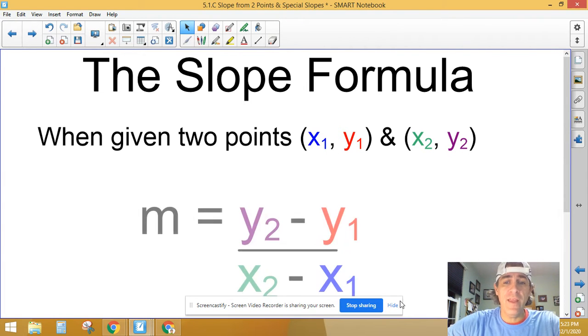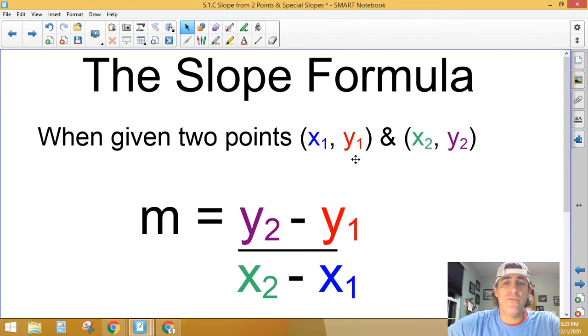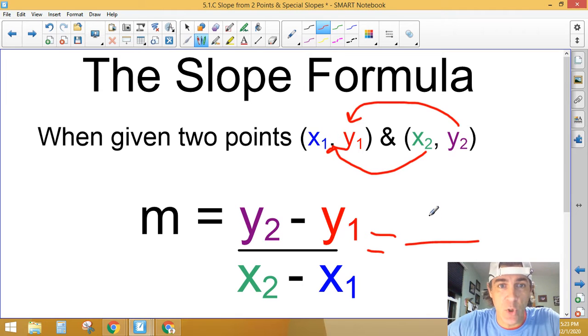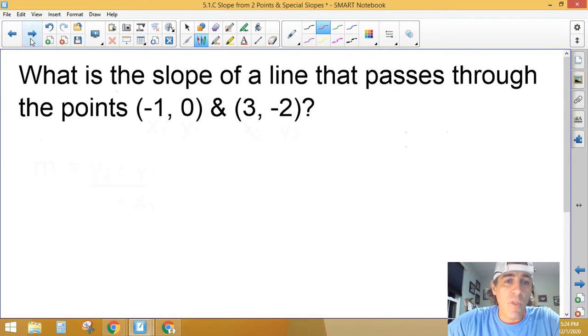So the slope formula is pretty simple. It is y2 minus y1, over x2 minus x1. All I simply do is take my second y and subtract my first y, and then take my second x and subtract my first x, and that will give me a fraction, and I've got my slope. I've got my rise, which is the change in the y's. I've got my run, which is the change in the x's. That's all we need to do to find the slope from 2 points: subtract our 2 y's and subtract our 2 x's. So let's take a look.